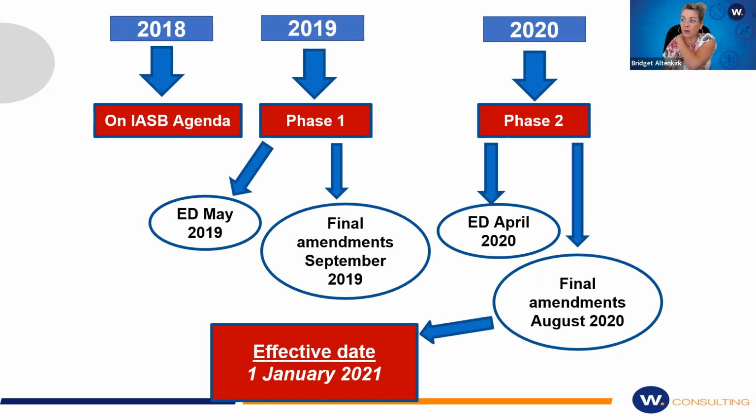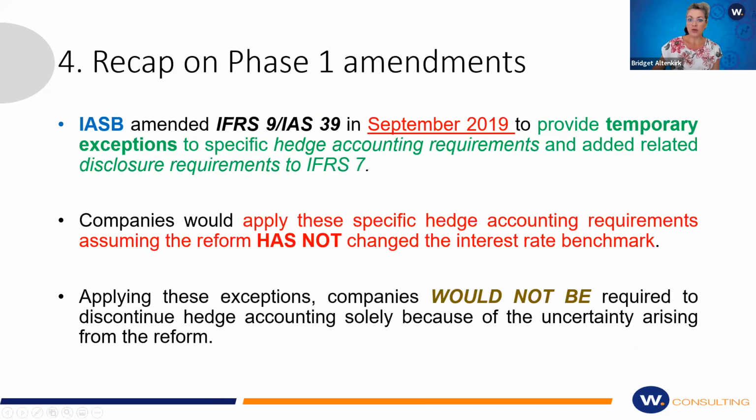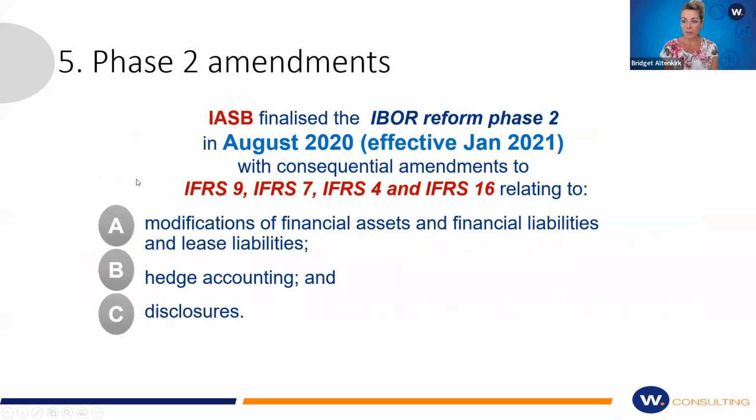So in April 2020, the exposure draft for phase 2 was released and the final amendments were issued in August 2020. So IBOR reform phase 2 became effective from 1 January 2021. What this phase 2 basically results in is that preparers can be exempt from having to apply the normal requirements of certain IFRS standards.